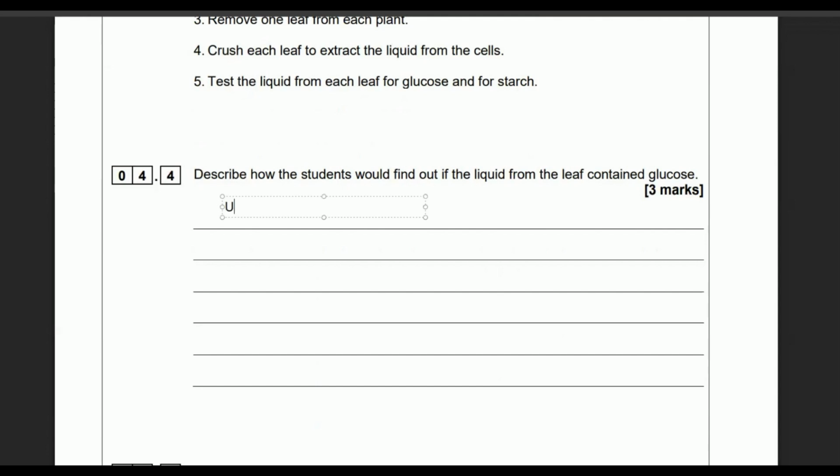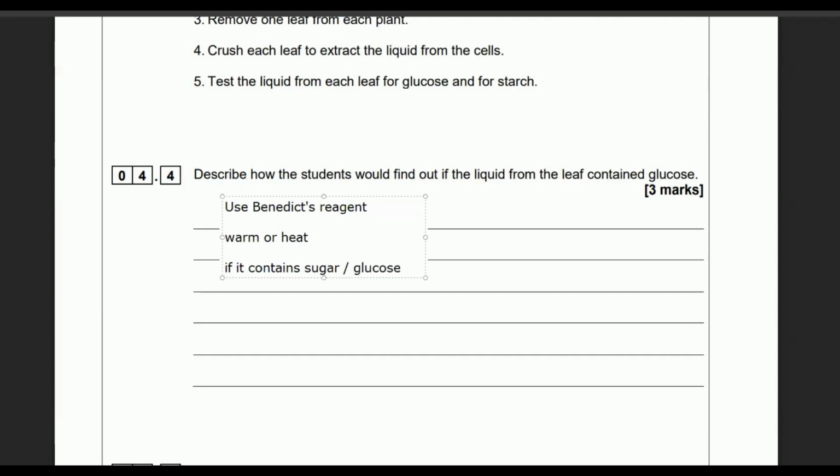It's 3 marks. Use Benedict's reagent. You can just say do the Benedict's test. They just want to see the word Benedict. Okay. So you're going to crush the leaf, then you're going to warm or heat it. If it contains sugar, glucose, it will turn red. And there you go. 3 marks for the Benedict's test, peeps.